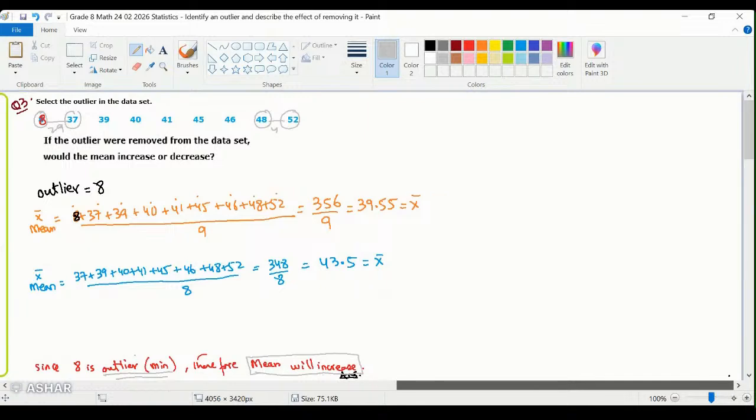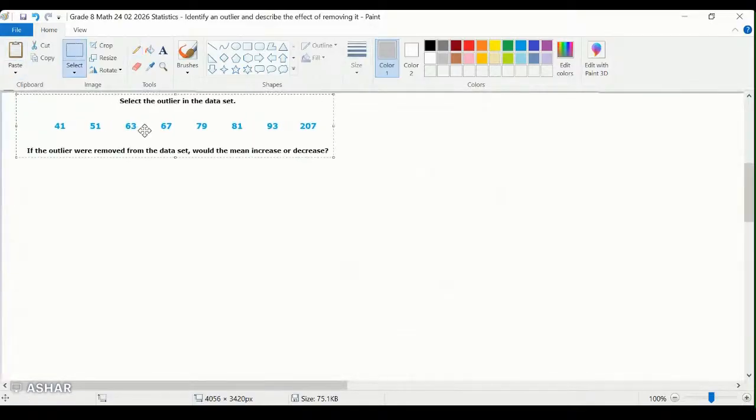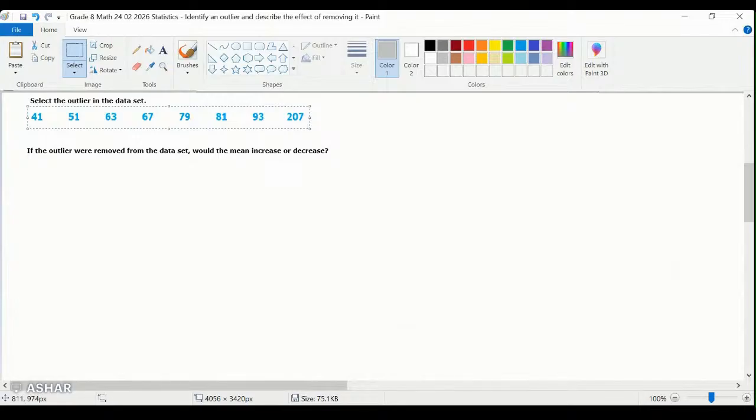Okay, let's try another example. Okay, question number 4. Question number 4 says, just a moment, please. Let me copy this. In question number 4, it says, this information has been provided to us. Select an outlier in the data set such that these were the given values. And they're asking us, would the mean increase or would the mean decrease?